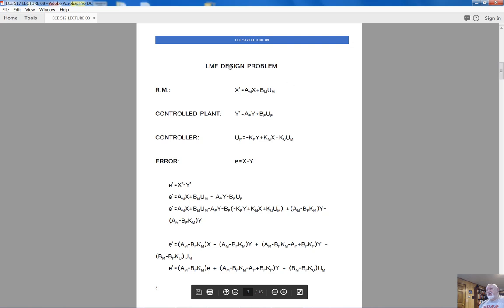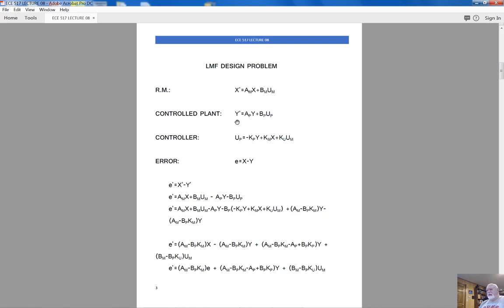Let's consider the linear model following design procedure. We have the reference model that represents the closed loop system dynamics. The signal UM is supposed to be an external signal. It's not the control effort. It is rather a reference signal. It's a state equation. AM is the fundamental matrix of the reference model. And of course, the reference model in this case is a simulator with fixed parameters, because we built the reference model based on the design specifications.